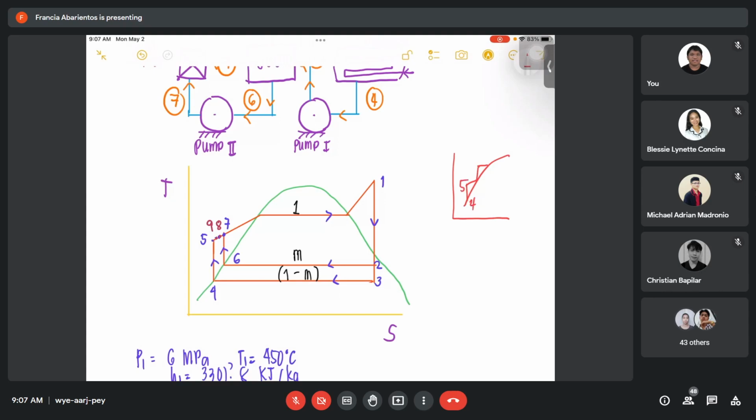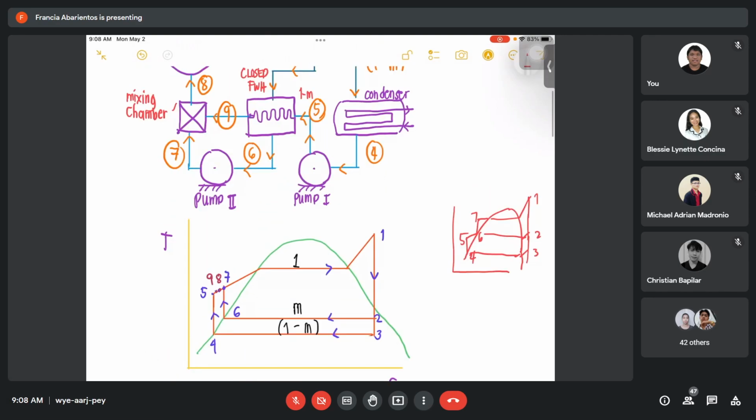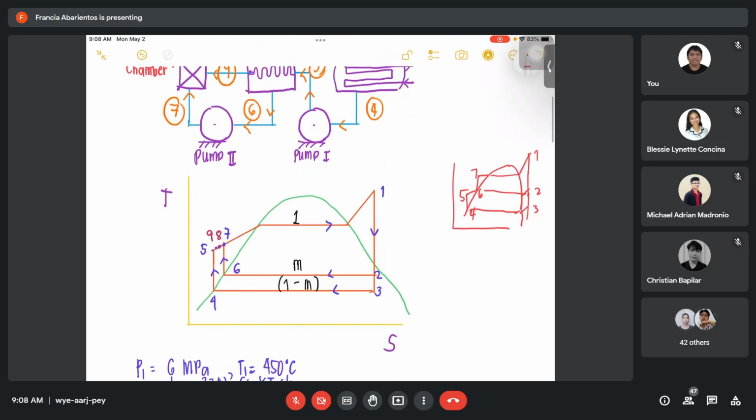From 4, 5, 6, 7, papunta na to sa boiler. Ayan. Point 1. Ito. Point 2. Considering saturated liquid. Point 3. So, dito, class, nagkakaroon na ng mixing chamber. So, from process 5 to 7, ayan. Hindi na siya, class, pumunta dito sa schematic, di na siya dumaan dito.